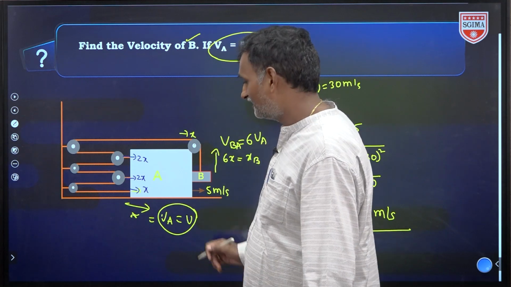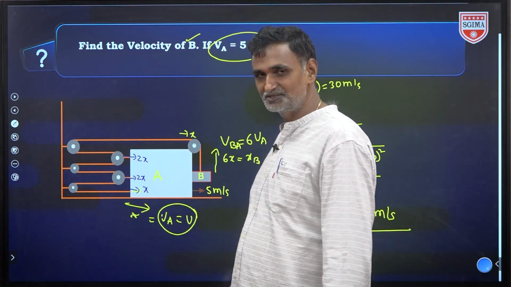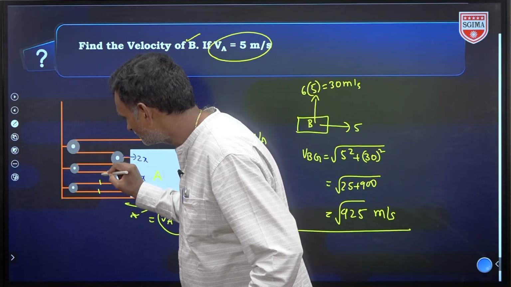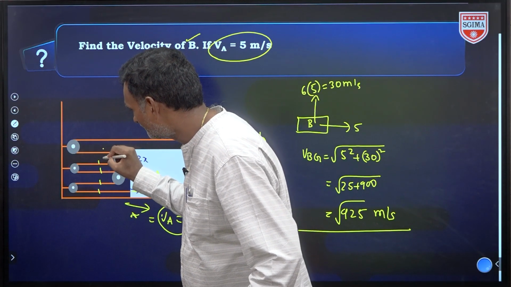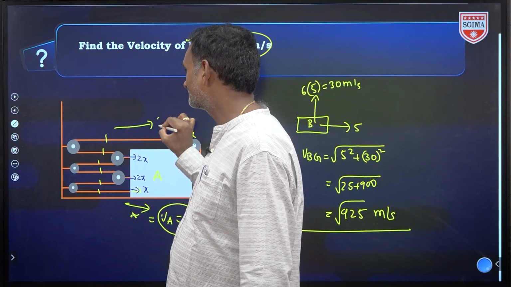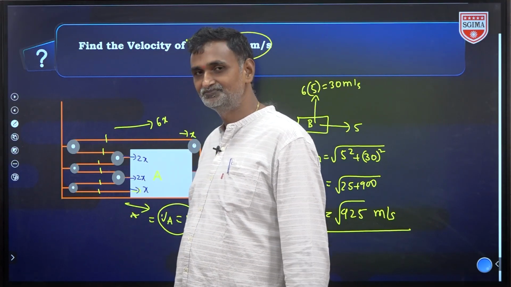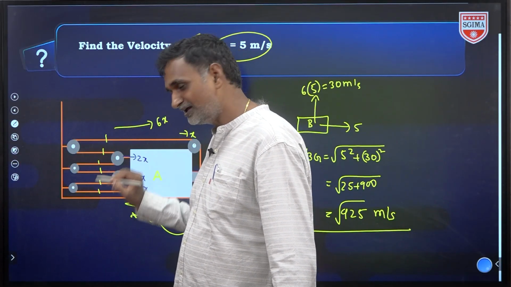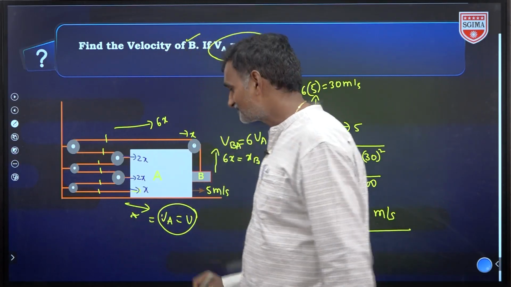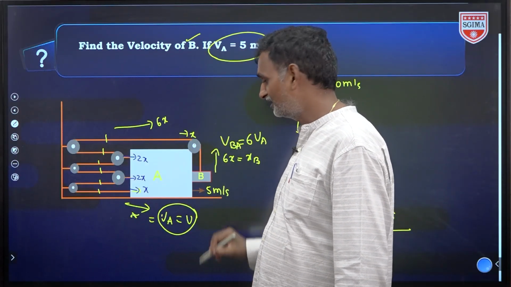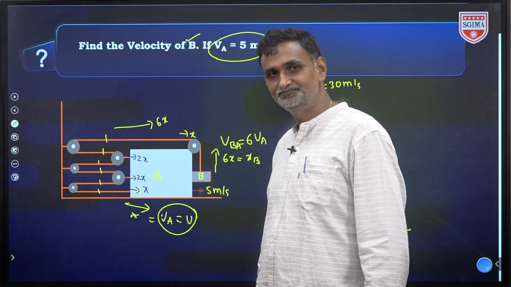Okay na? Always you can choose A's x distance travel. You can count 1, 2, 3, 4, 5, 6. Then it should definitely cover 6x displacement. That's it. However many horizontal strings there are, that many times the distance of A is covered by the block B.